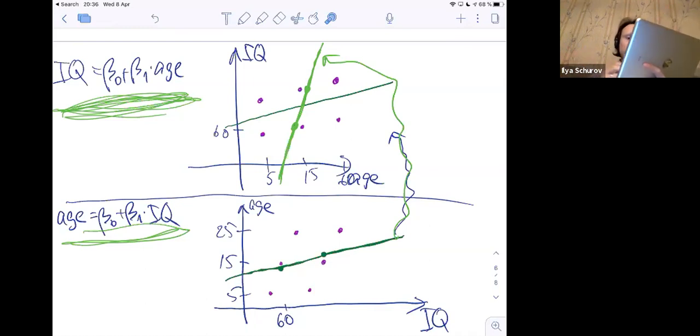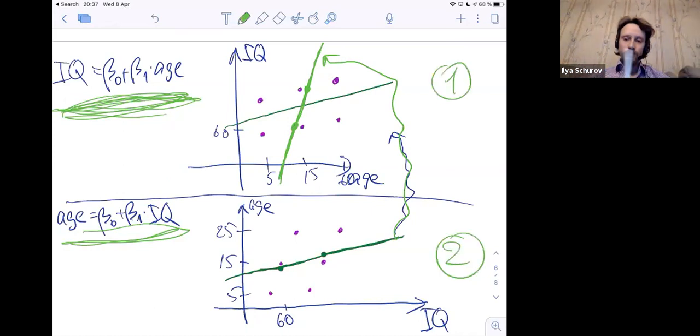For example, in this experiment, which one of two models seems reasonable, not mathematically, but from a real life perspective? Which model can we consider in real life? This is model number one, and this is model number two.